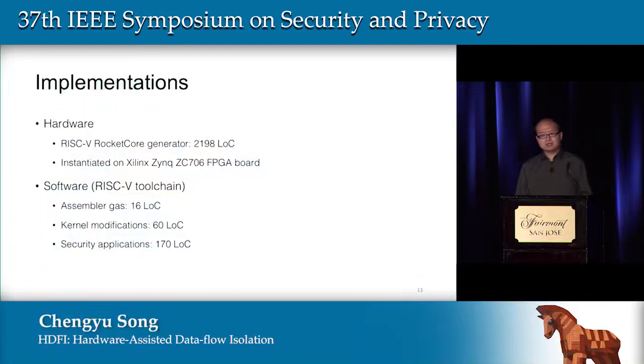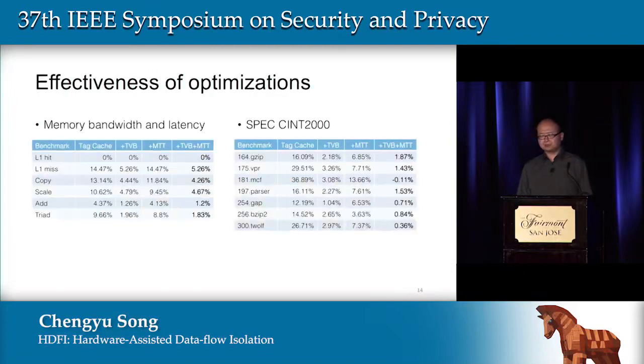So we implemented HDFI based on the RISC-V Rocket Core generator with about 2,000 lines of code, and instantiated it on the Xilinx FPGA board for evaluation. For the software side, we modified the toolchain to recognize our new instructions and handle our new exceptions. And for security applications, the implementation is quite simple. I will talk more later.